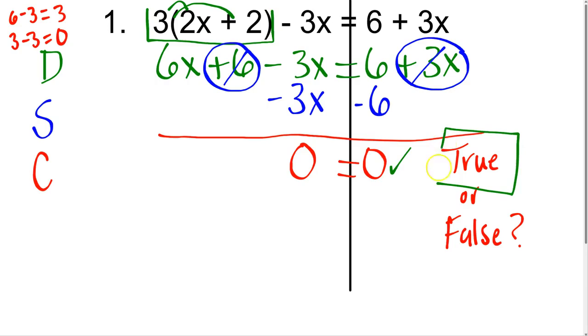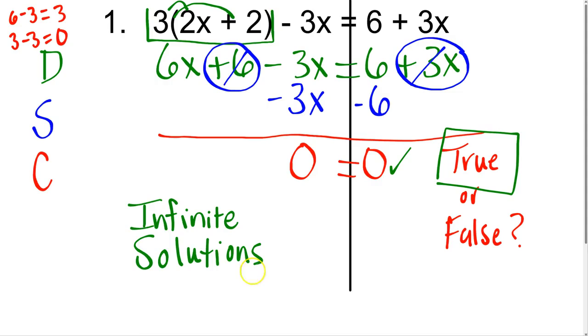If it's true, that means your equation has infinite solutions. No matter what you put in for x on one side, it's going to be the same number on the other, and it's going to keep the equation balanced. So no matter what you put in for x, if you put the same number on the other side, this equation will be true. So this has infinite solutions. All right, let's take a look at number 2.